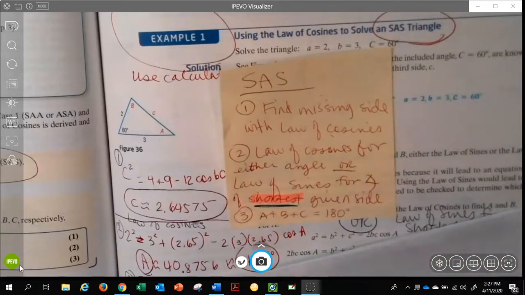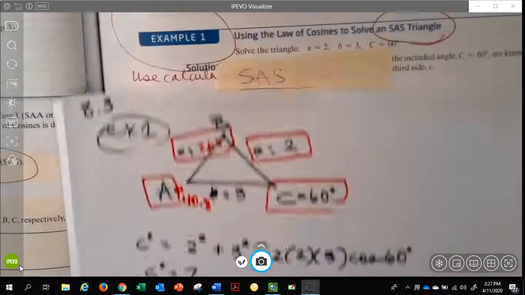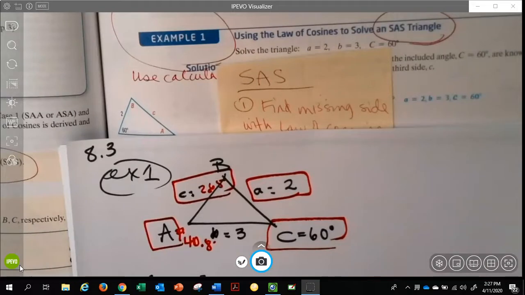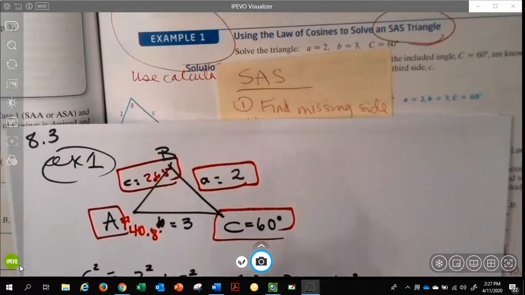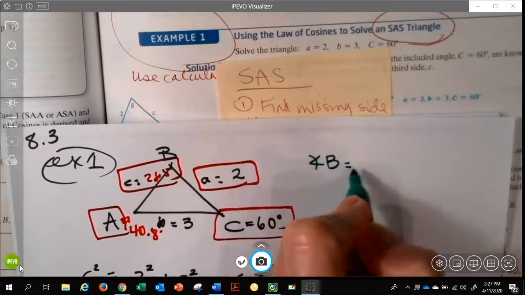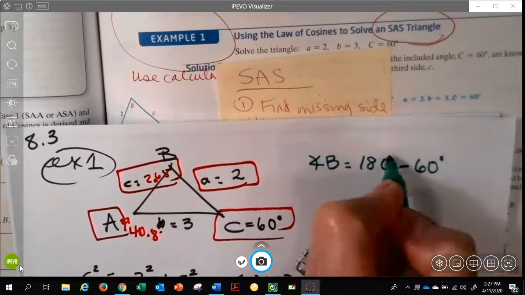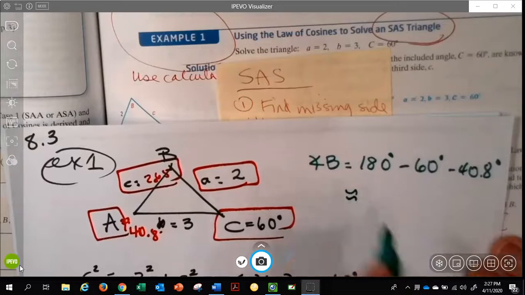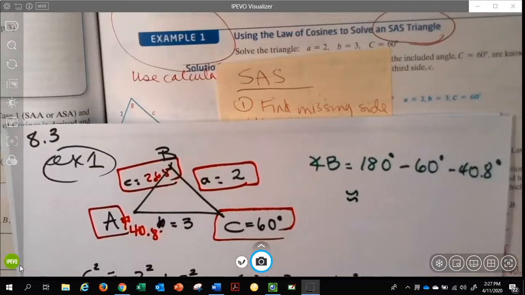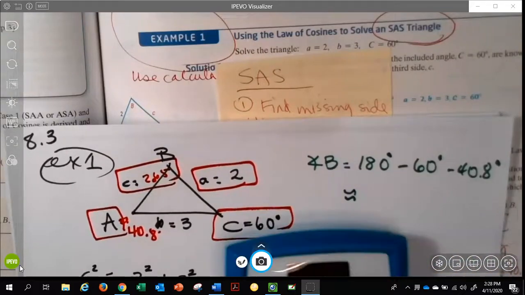That was pretty quick. Either way we go, we end up doing this: the three angles together add up to 180 degrees. So in other words, the angle I don't know, which is angle B, means I need to take 180 degrees, take off the 60 that I was given, take off the 40.8 that I just found, and I'm going to put approximate, because we have a whole lot of approximates. I'm not going to count off if you don't use approximate, but it is. We've rounded some stuff and it's not exact anymore.